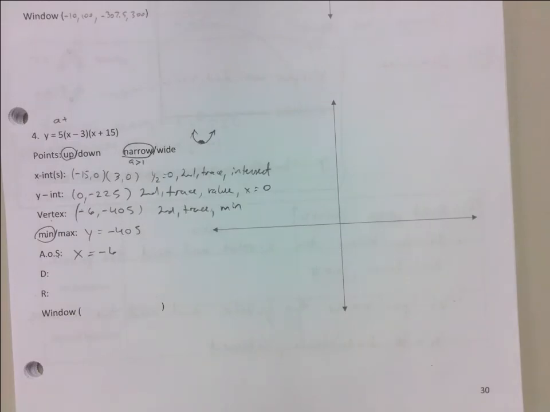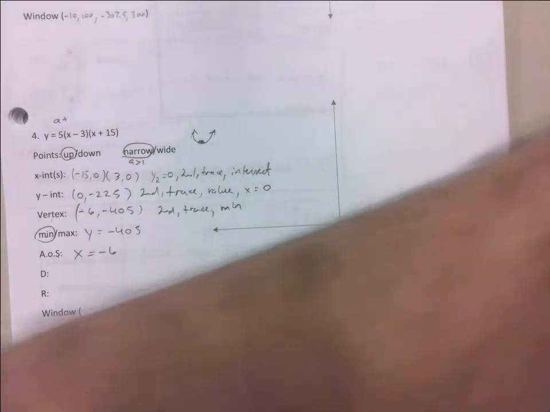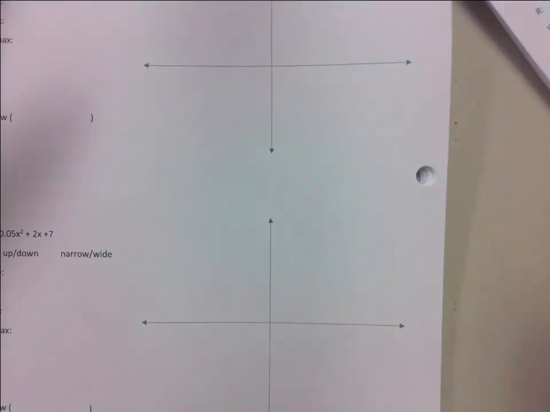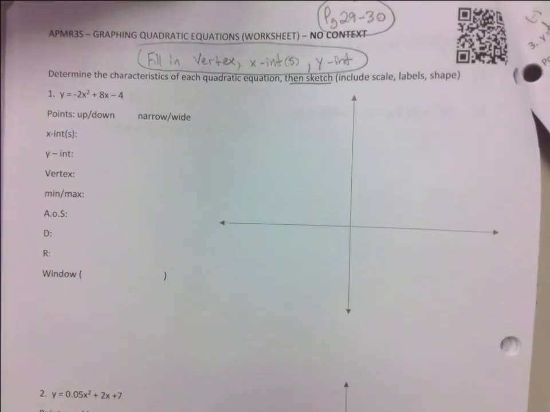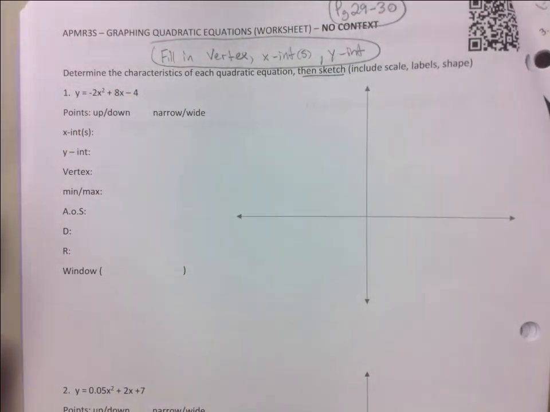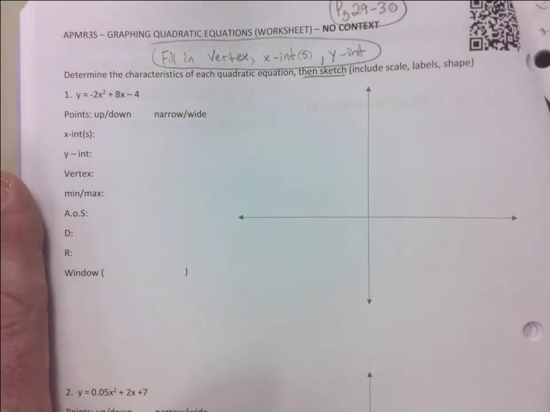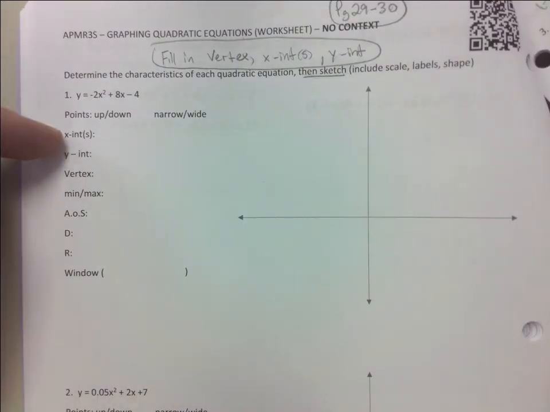AC right though. This is going to be your homework. You start on page 29. Okay. And I want you to figure out all the information that is asking for on page 29 and 30. So the x-intercept, the y-intercept, the vertex, all of that stuff.